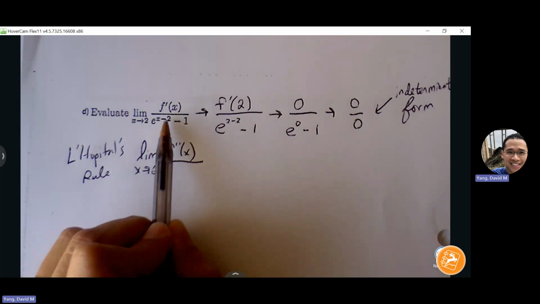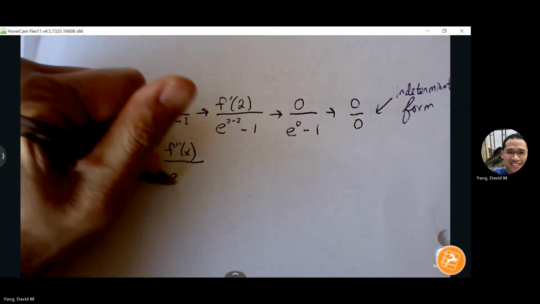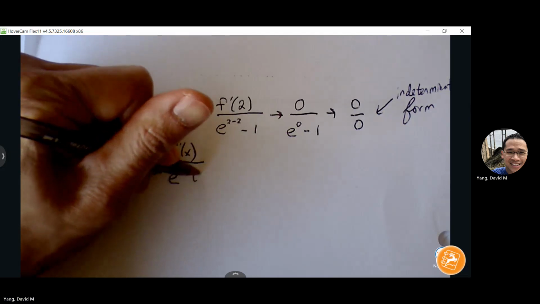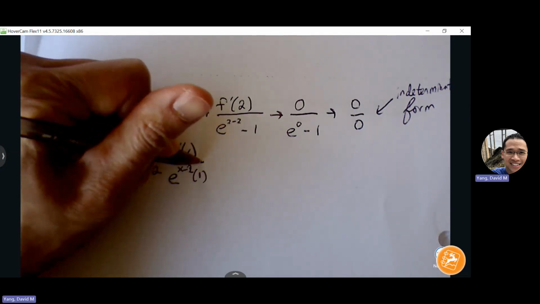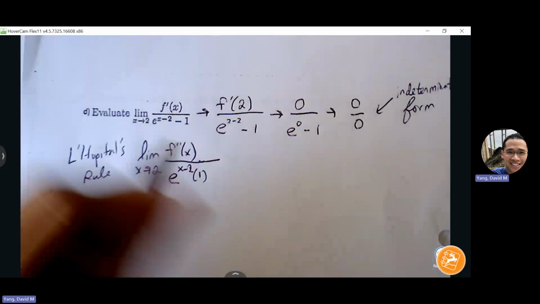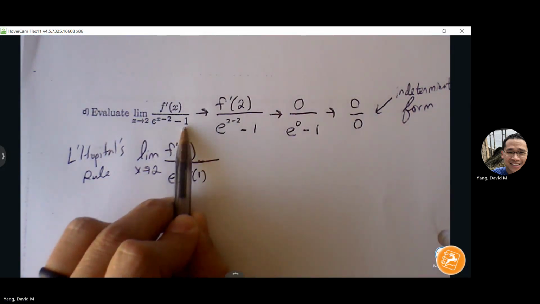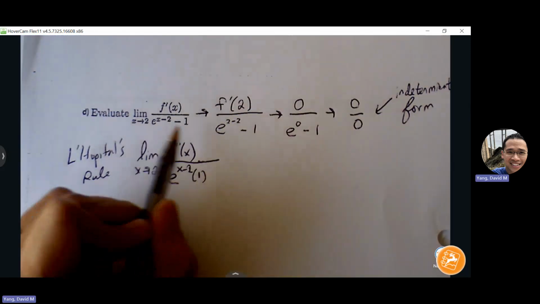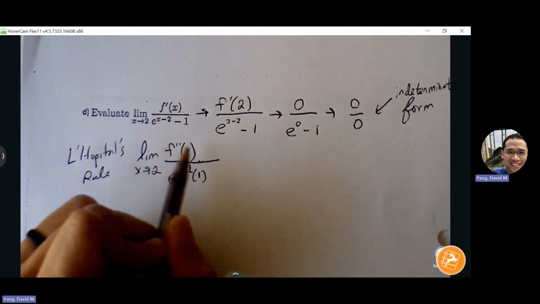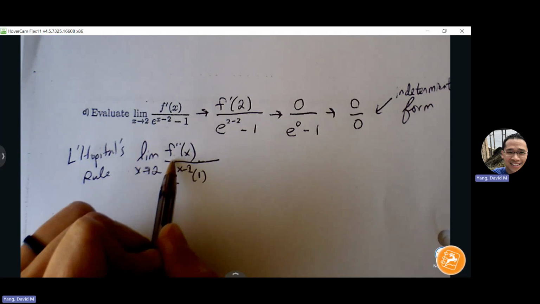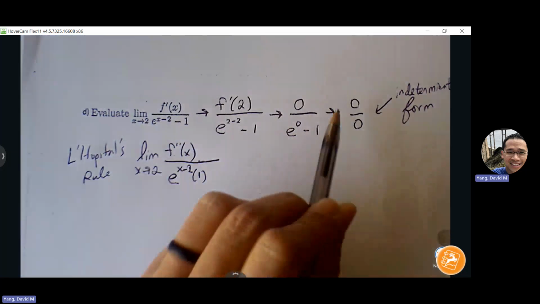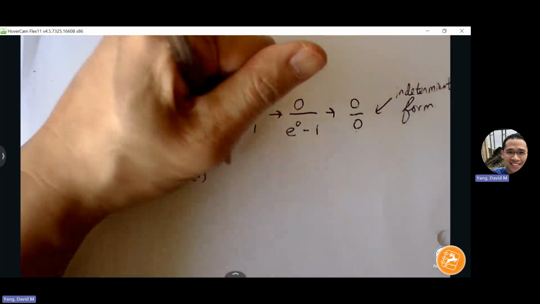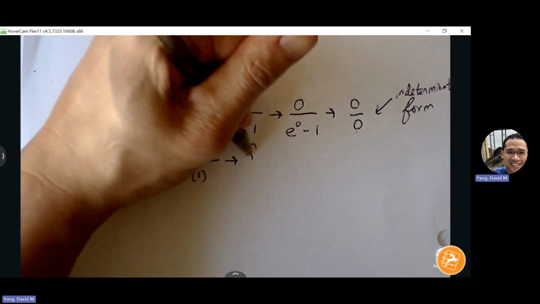E to the u becomes what? E to the u times u prime. So e to the x minus 2 times 1. Yep, that x minus 2 is not going to produce anything but 1. And then the 1 goes to a 0. Yep. So this is our updated expression using L'Hopital's rule. Now we can reevaluate and hope that it no longer gives us 0 over 0, but gives us a real number. So replace every x with 2.